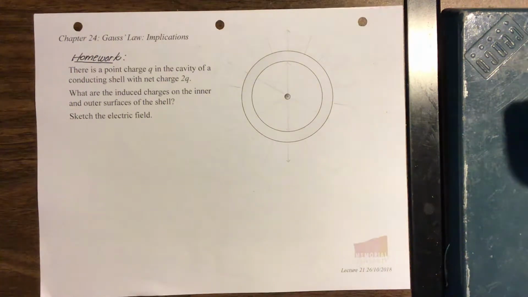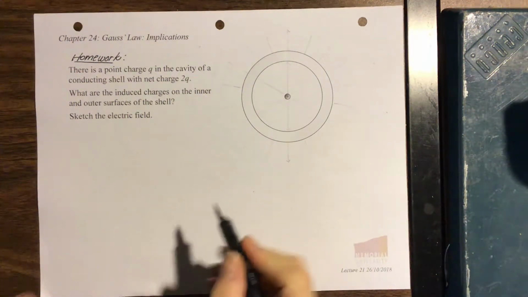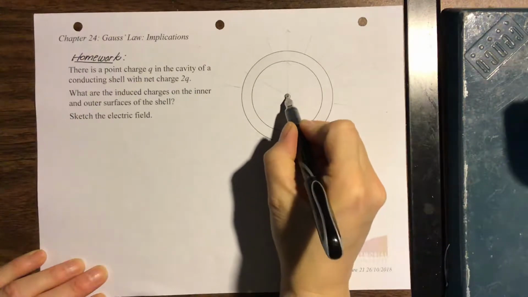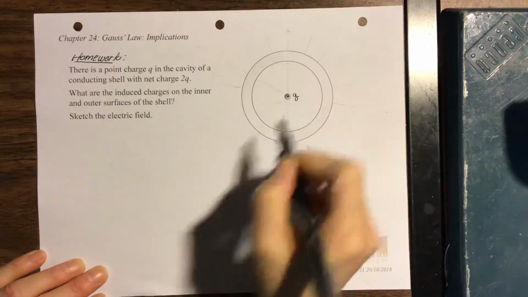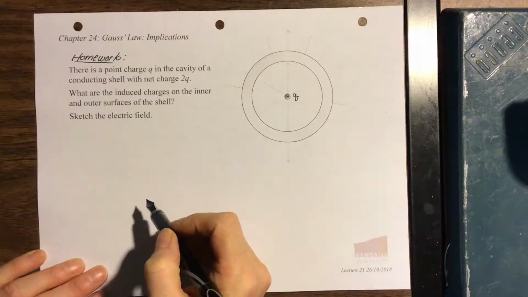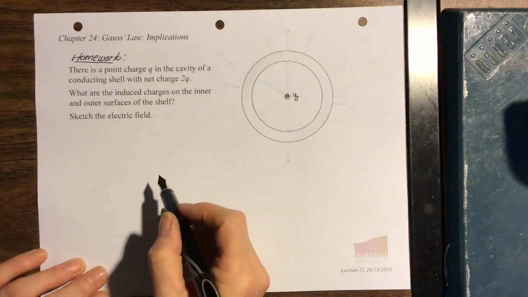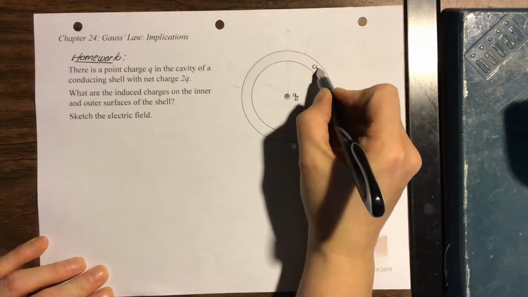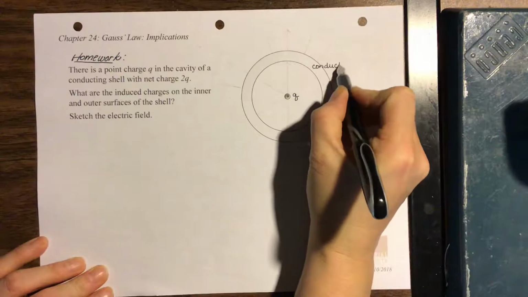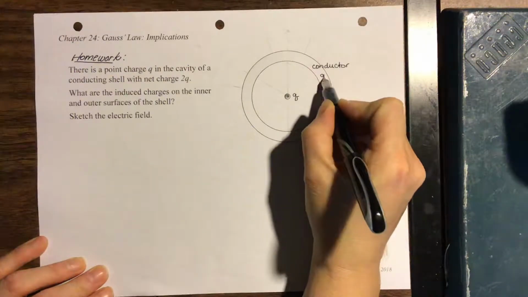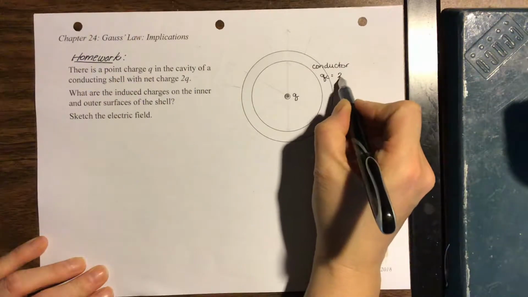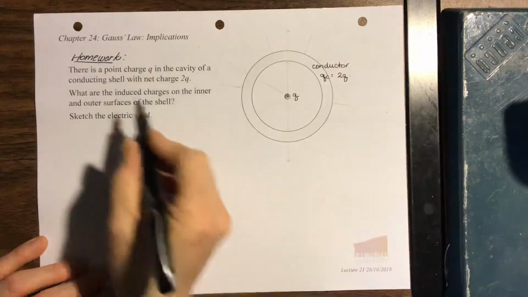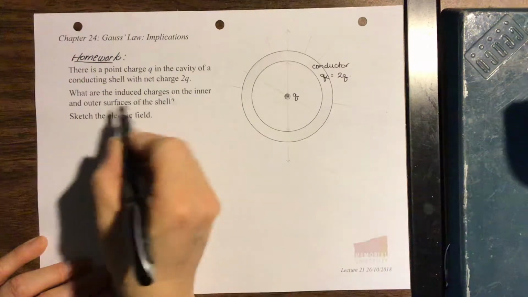In this problem, there is a point charge with magnitude Q. We're going to assume it's positive because it doesn't say otherwise, inside the cavity of a conducting shell with net charge 2Q. So this is a conductor. The charge on the conductor, Q of the conductor, equals 2Q. The question is, what are the induced charges on the inner and outer surfaces of the shell?